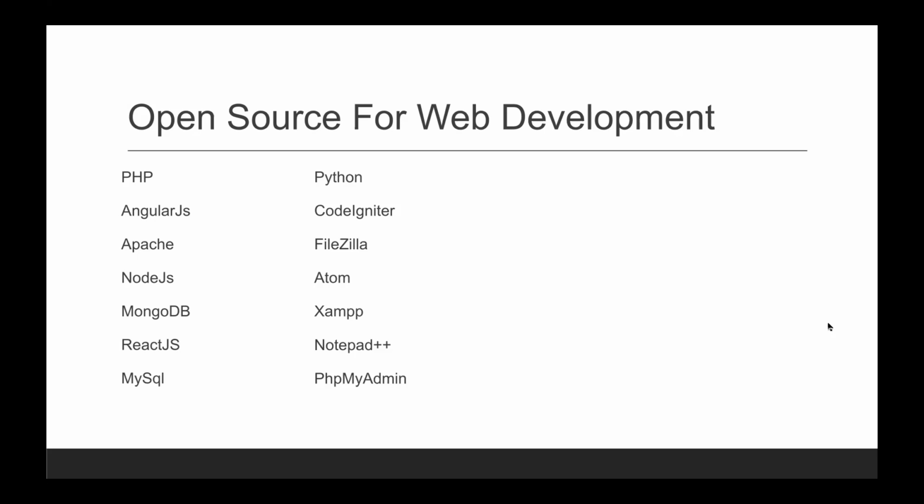Then you have the Apache server, Node.js, MongoDB, React.js, MySQL, Python, FileZilla, Atom. These are some of the tools which are quite available and completely open source. Use them as per your wish, as per your requirement, right? So these are some of the tools and technologies which you will be using in your future. And as a web developer, you will be able to deal with them. You will create a package. You will create an open source product with all these tools and technologies.